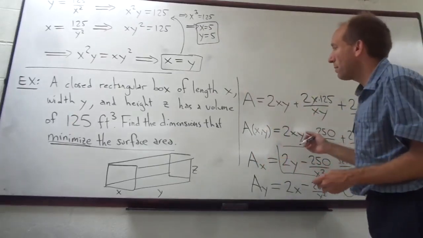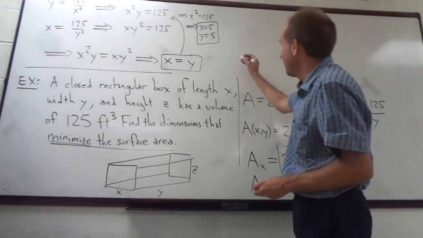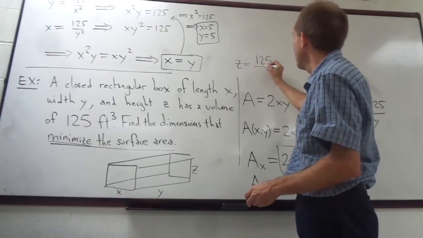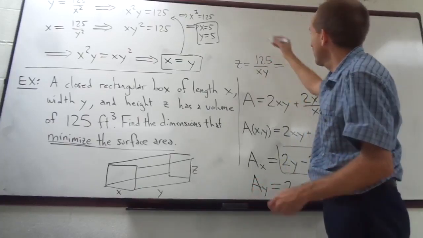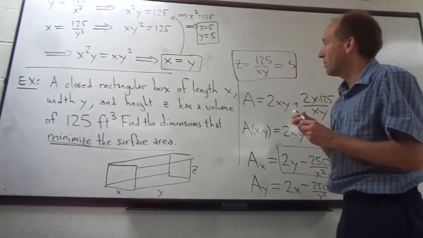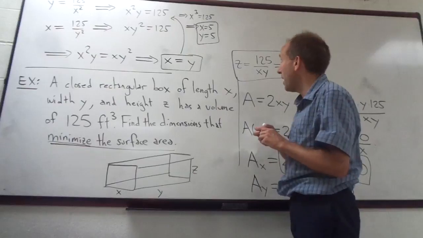Of course, then I can come back, and I just erased it. The z coordinate was 125 over xy. So if you put those values in for x and y, you solve, and for z you get 5 as well.